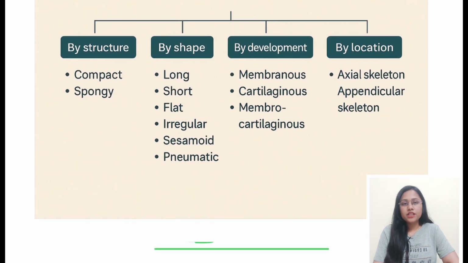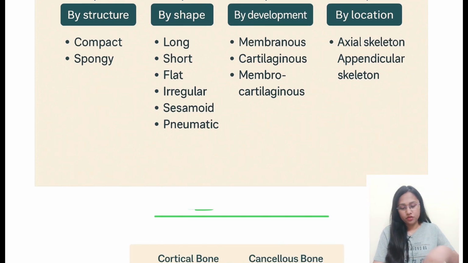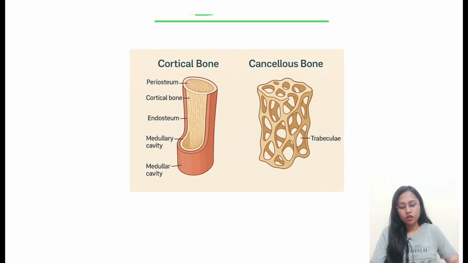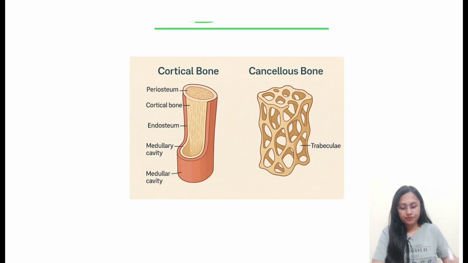Now let me tell you something about the compact bone and the spongy bone. Here I have incorporated an image of the cortical bone and the cancellous bone. Cortical bone, or the compact bone, as the name suggests, is compact, meaning it is dense. How is it dense? It is made up of concentric lamellae. The concentric lamellae have osteocytes in between them, which are present inside lacunae. And in between these concentric lamellae is the Haversian canal.